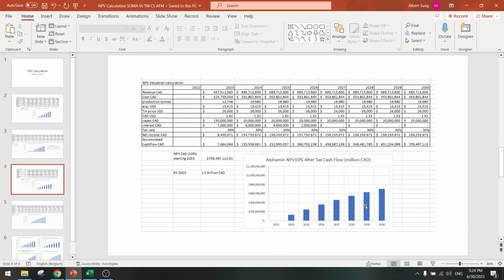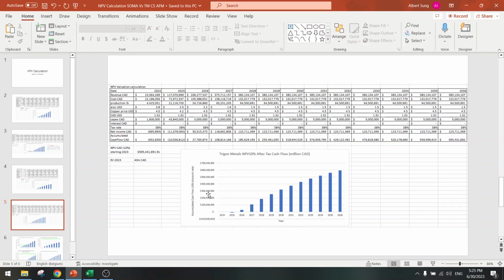So that's AlphaMin, but I mean, this is a good company. It generates cash flow. Probably it can even grow its production in time. We don't know yet. They don't have the resources yet, but that can come.